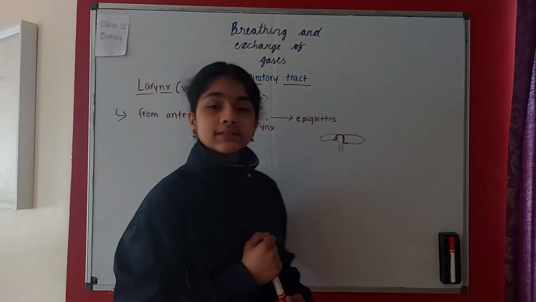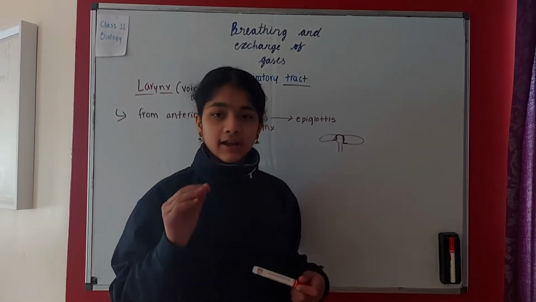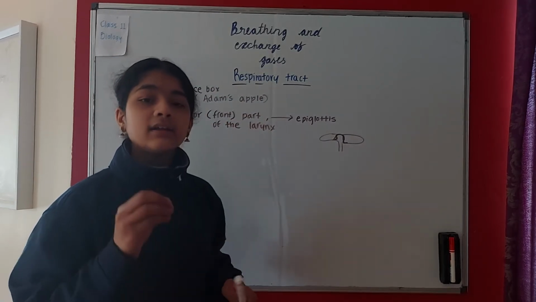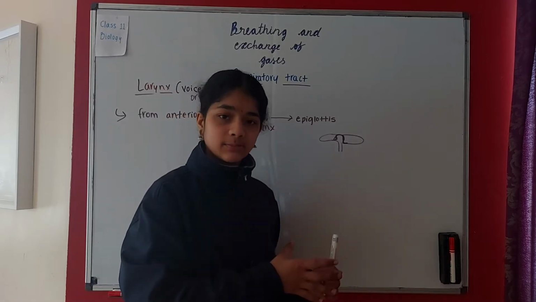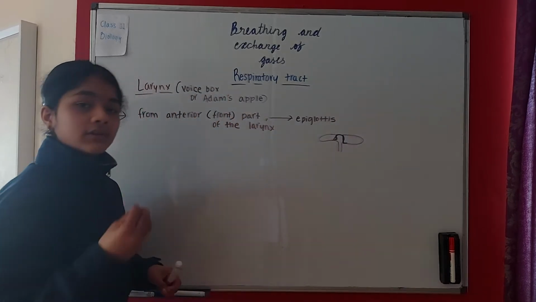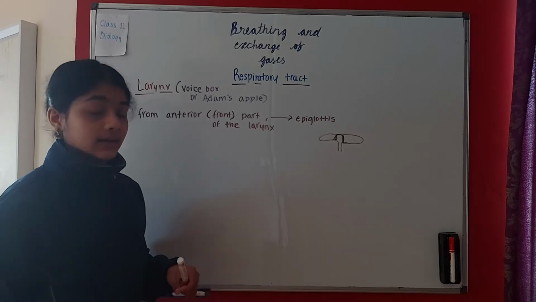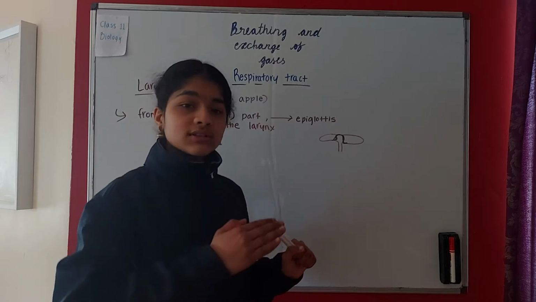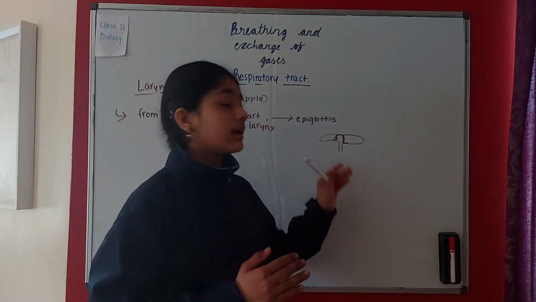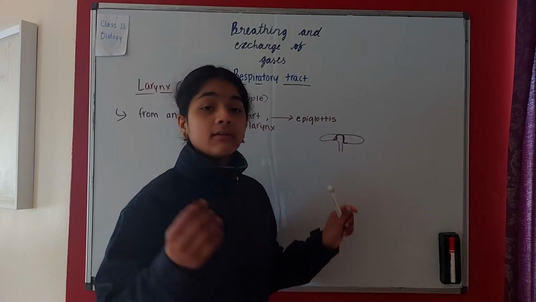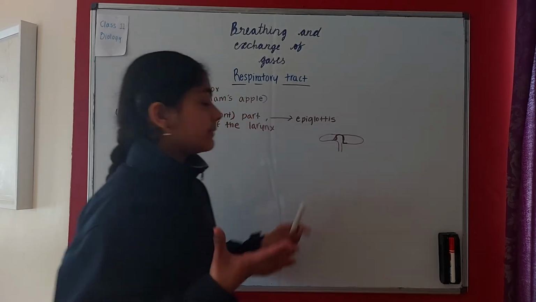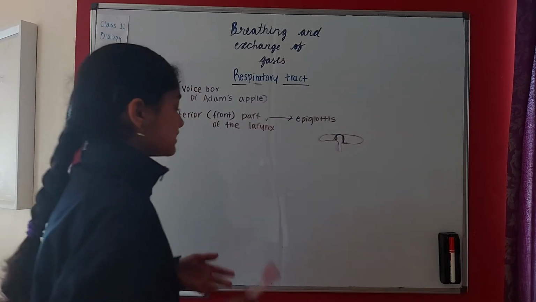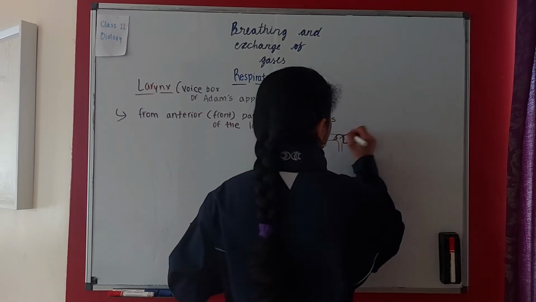Now this epiglottis closes the trachea or the windpipe or the respiratory tract. It prevents the food from going into the respiratory tract. So that's why we should never talk while we are eating. Even if we talk, this epiglottis closes the windpipe while we are eating, so it basically prevents the food going into the respiratory tract region. That is the function of the epiglottis. So we can write it here.